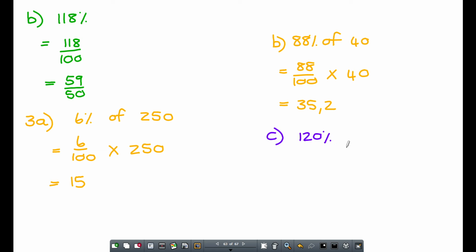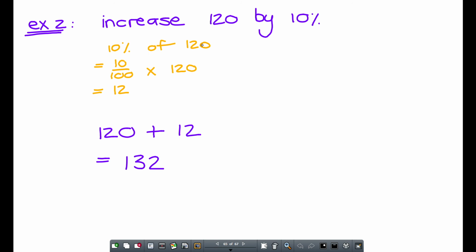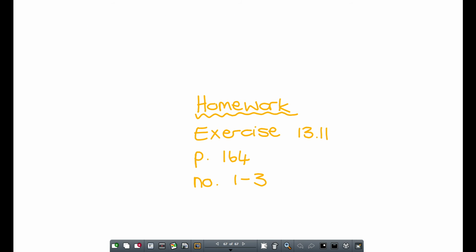At C, 120% of 58. So it would be 120 over 100 times 58. And you should have 69,6. Any questions there? Okay, can I skip? Anyone still copying? No one. All right. Now we're doing percentage increase and decrease.